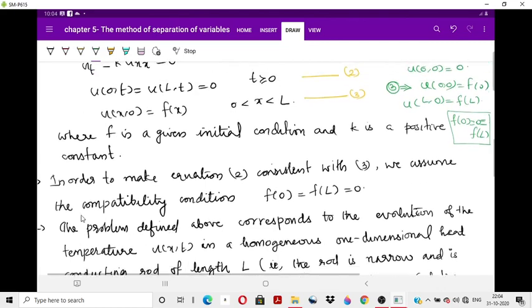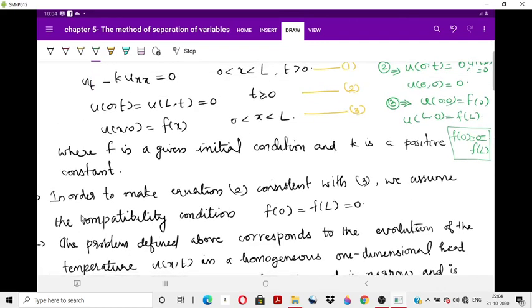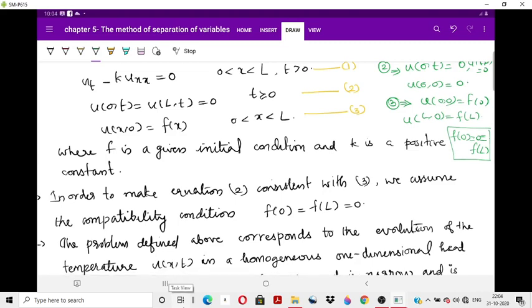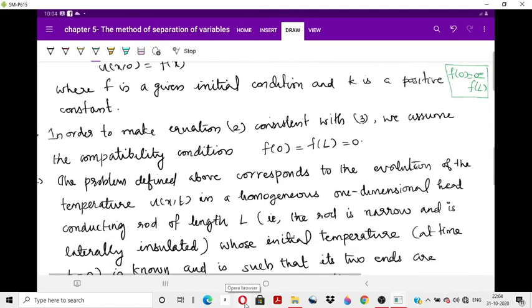Now this problem corresponds to the evolution of the temperature u(x,t) in a homogeneous one-dimensional heat conducting rod of length L, such that the rod is very narrow and laterally insulated, whose initial temperature at time t equal to 0 is known, that is given by f(x), and that its two ends are immersed in a zero temperature bath.